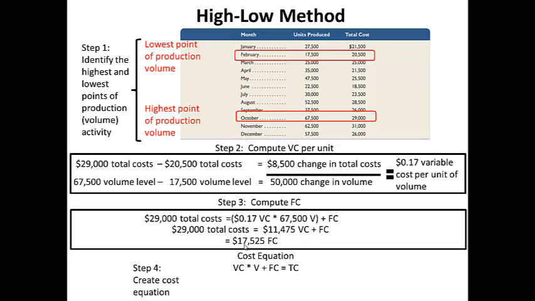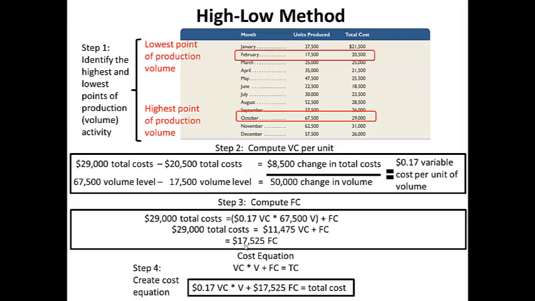So now I can create my equation for this entire department, if you will, with the units produced and total cost. The equation is 17 cents in variable cost times my volume, again that should be in brackets, plus $17,525 of fixed cost is going to equal my total cost. So I can plug in any number for V, volume, and I can come up with my total cost for this particular department based upon the high-low method.